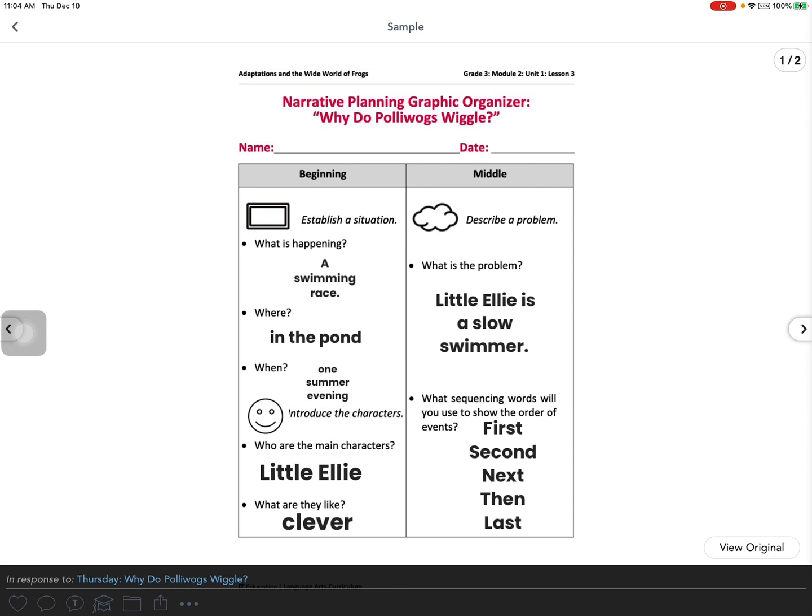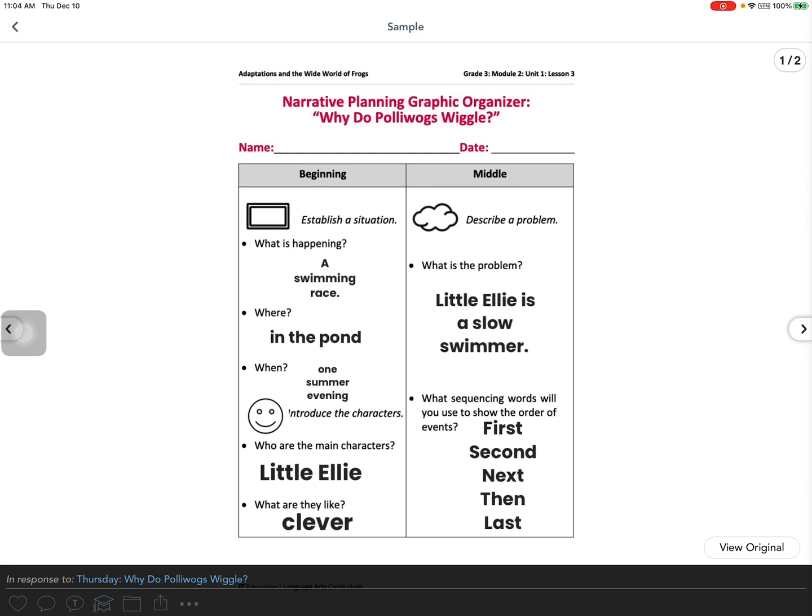So here we have the beginning. What is happening? Oh, there's going to be a swimming race. Where? In the pond. When? One summer evening. Who's the main character? Little Ellie. And what is Little Ellie like? She's clever. I would also say determined. What is the problem? Little Ellie is a slow swimmer.